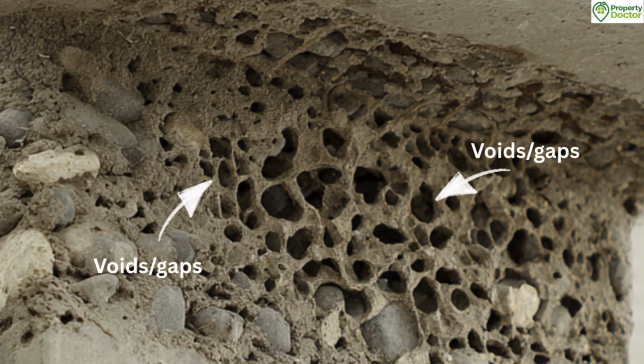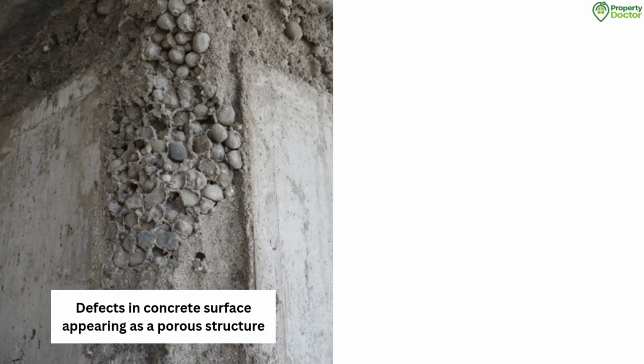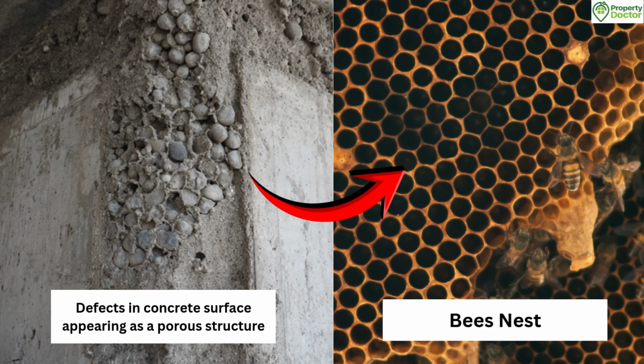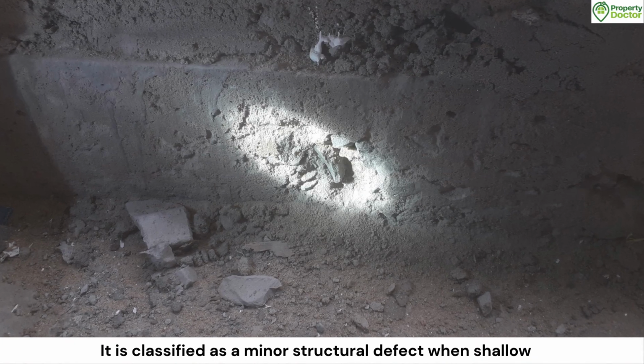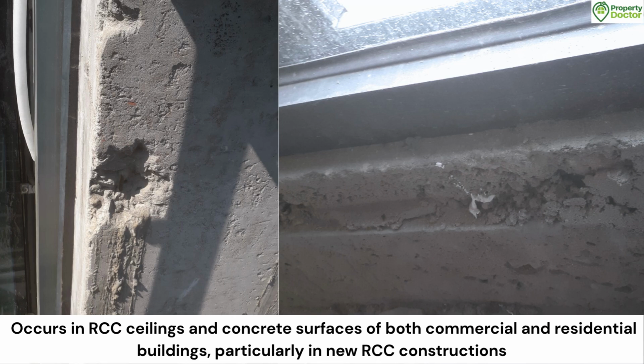Honeycomb in concrete refers to voids or gaps in hardened concrete where coarse aggregates are exposed and cement mortar is missing. Such defects in concrete surface appear as a porous structure resembling a bee nest. It is classified as a minor structural defect when shallow, commonly occurring in RCC ceilings and concrete surfaces of both commercial and residential buildings, particularly in new RCC constructions.